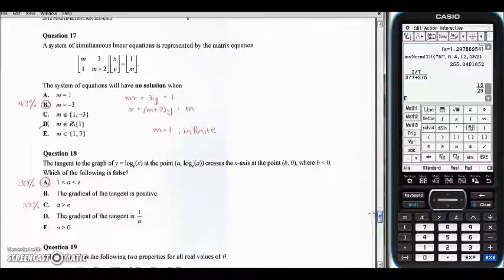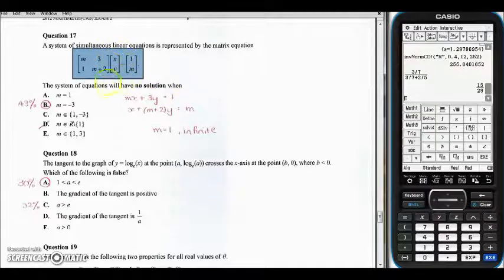A system of simultaneous linear equations. It's a pretty quick way to go about this one, I thought. So here are my linear equations. If I just write them out normally, I'd have mx + 3y = 1 and x + (m + 2)y = m. So we want to know, when does the system of equations have no solution?